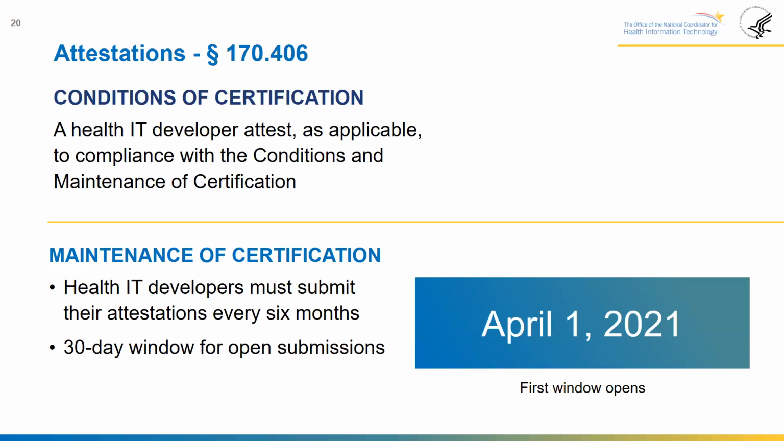Thereafter, it will happen every 6 months. So the next one, for example, after this would be October 1st of 2021. You would be attesting for the period of April 1st through September 30th. In the proposed rule, again, we also had a different schedule where we had new developers doing this at the time of certification, but we have put everybody on the same schedule here. Again, attestation is simply attesting to what you have done here. Next slide.